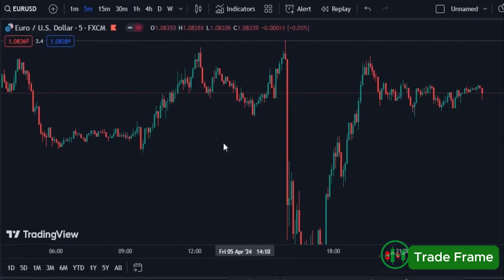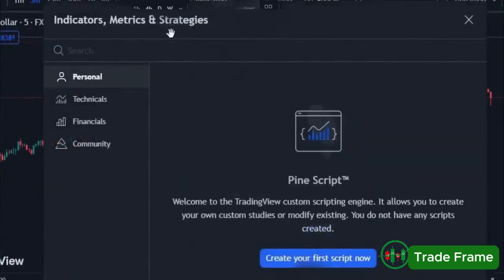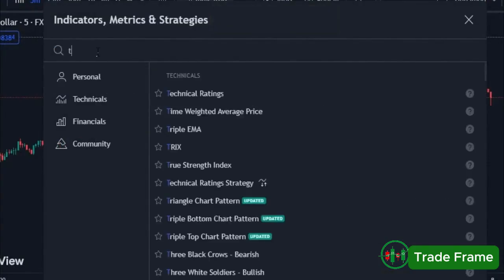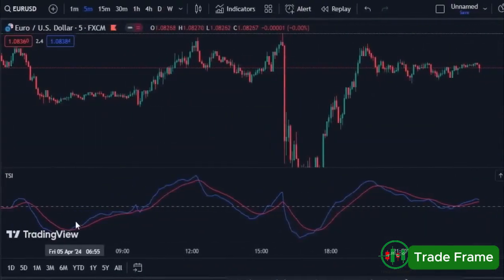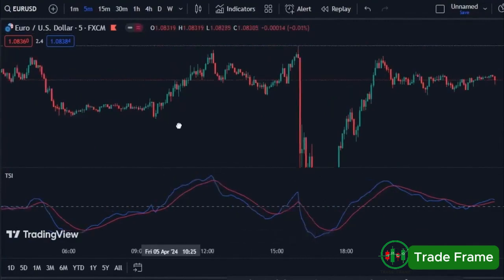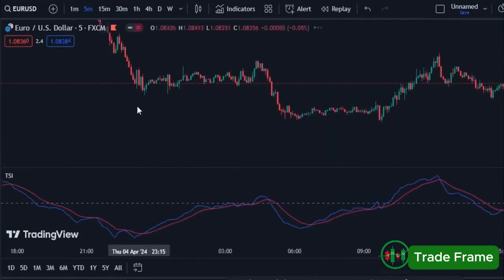To simply add the first indicator to our chart, we access the Indicators tab and type TSI in the search bar. Look, friends, we only need this first indicator, which is the True Strength Index, so we click on it. This TSI indicator filters out more noise compared to the main RSI indicator and can record price movements more effectively.